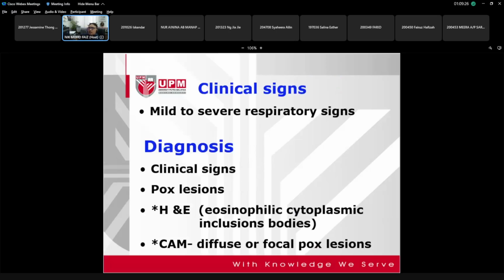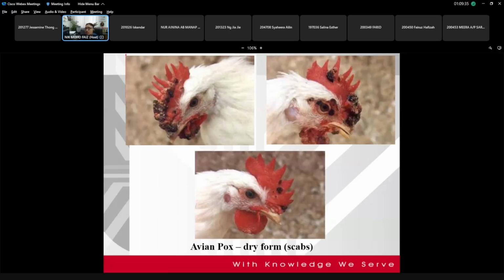The clinical signs usually mild. Sometimes it can become severe. Okay. Okay, because ada gambar tak pox. Okay, macam ni. Selalunya macam ni je pox.